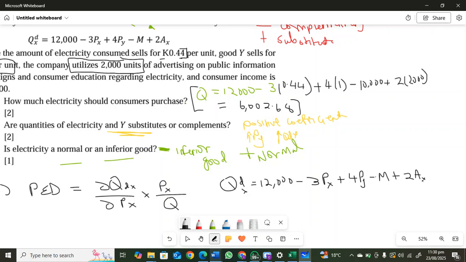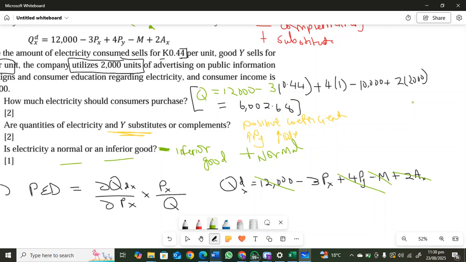So if we're deriving with respect to Px, this 12,000 goes. This 12,000 represents the quantity demanded if the price of good X is 0, price of good Y is 0, income is 0, and advertising is 0. The quantity demanded would just be 12,000 units. So it disappears. This 4Py goes. This M goes. This 2A goes because they don't have a Px. So it means we're just deriving negative 3Px.